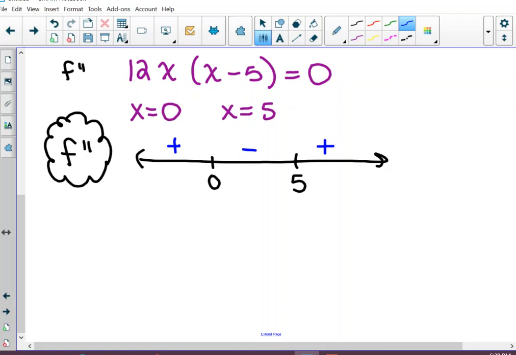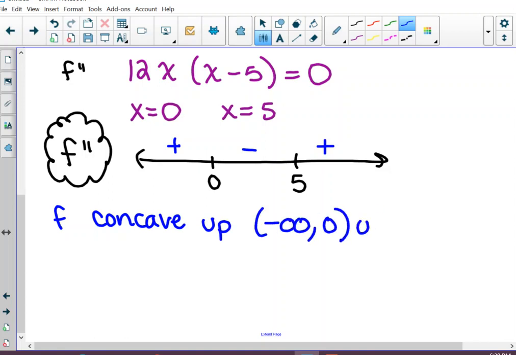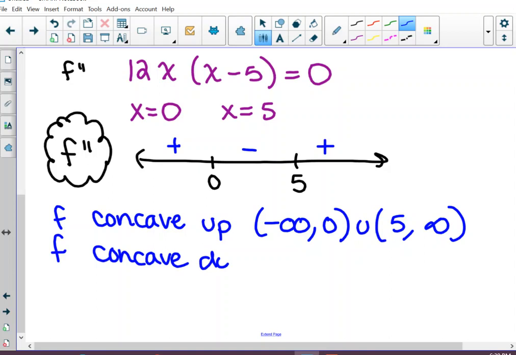So here's what I know. I know f is concave up from negative infinity to 0 and from 5 to infinity. I know f is concave down from 0 to 5.